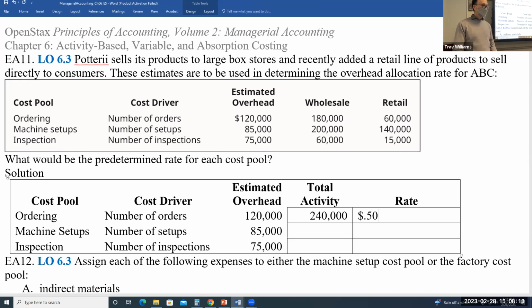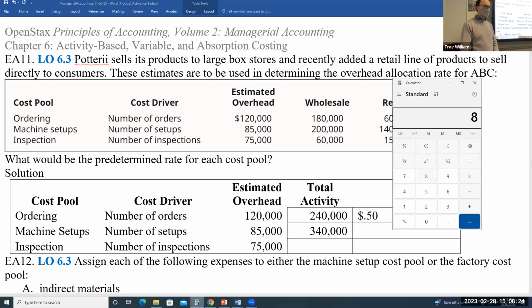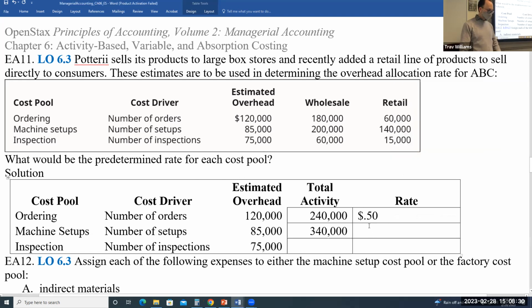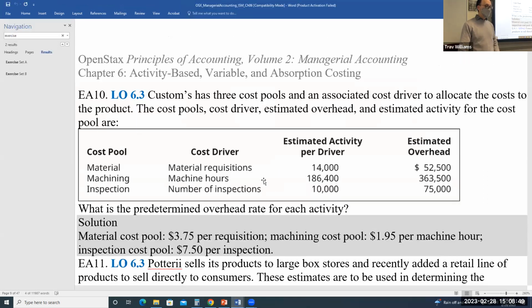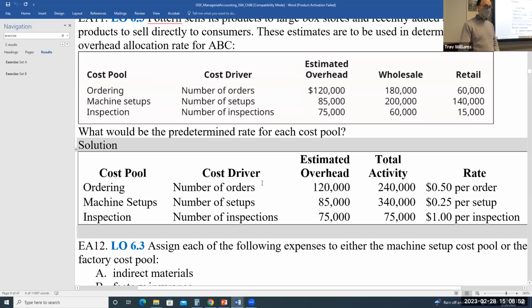What is our total activity for machine setups? 340,000, okay. We get 25 cents per activity. And then for the last one, we have $75,000 of overhead for inspections divided by 75,000 inspections. It comes out to $1 per inspection. 50 cents, 25 cents, and $1. Okay.